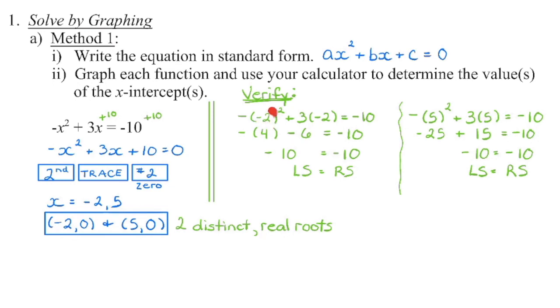So we've got -2 squared is +4. A negative times a positive is -4 minus 6 is -10. The left-hand side equals the right-hand side. So if the left-hand side equals the right-hand side, we know this is a solution to that equation. And then over here we have 5 squared is 25 times a -25 plus 15 equals -10. And again, the left side equals the right-hand side. So we can see that those are the two roots to that quadratic equation.